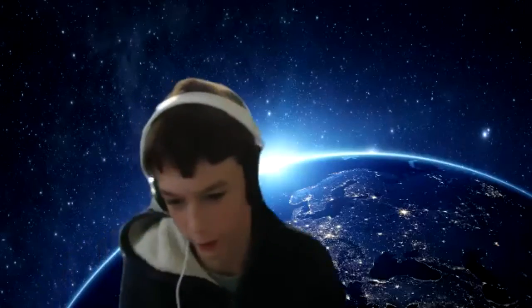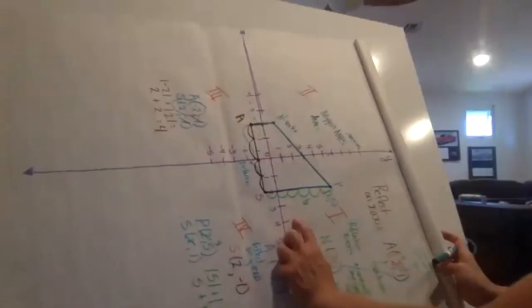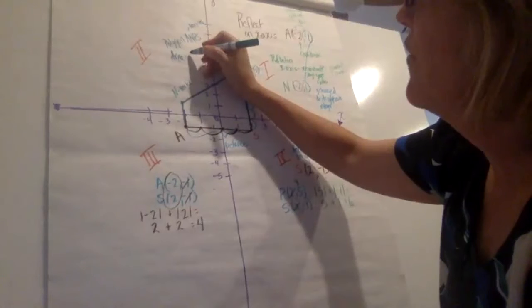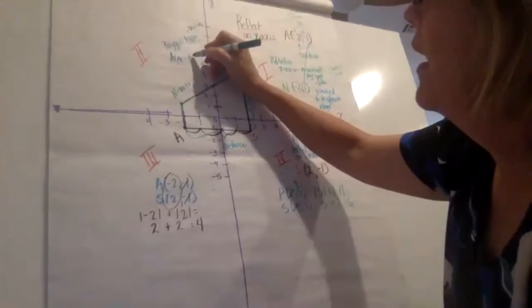It's a trapezoid. Usually we see trapezoids this way where the parallel lines are there. So it's a trapezoid turned on its end. If I had to find that area, I would have to find the area for a trapezoid.